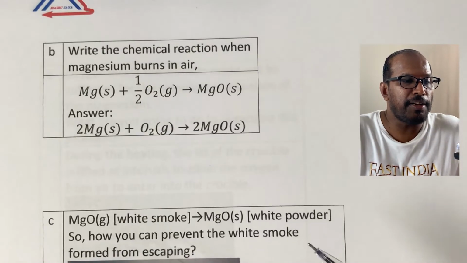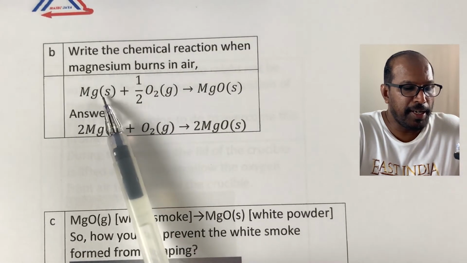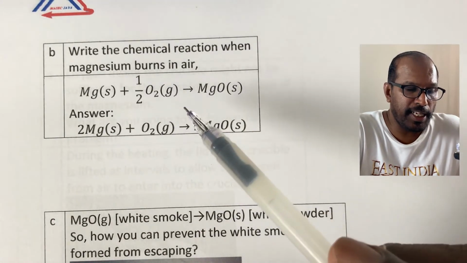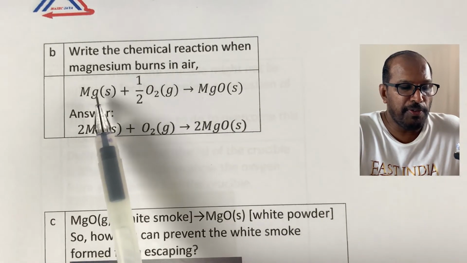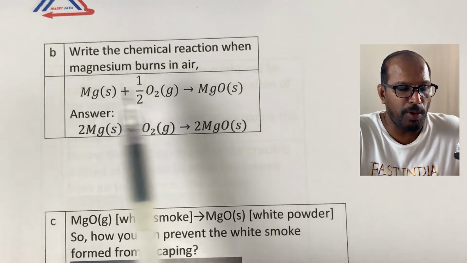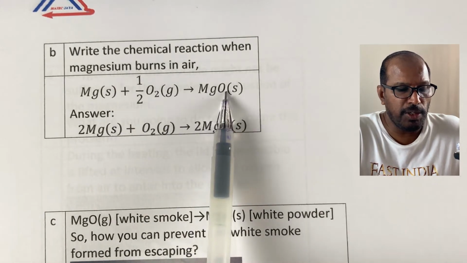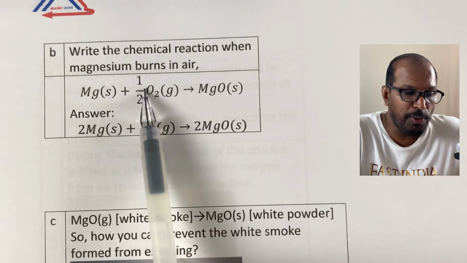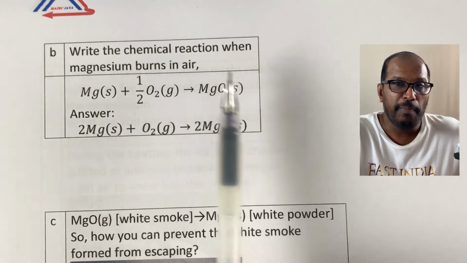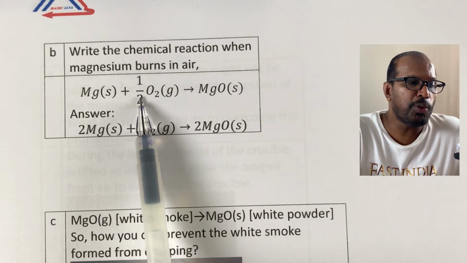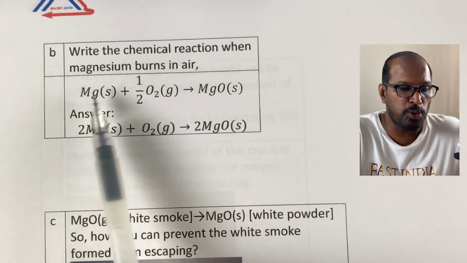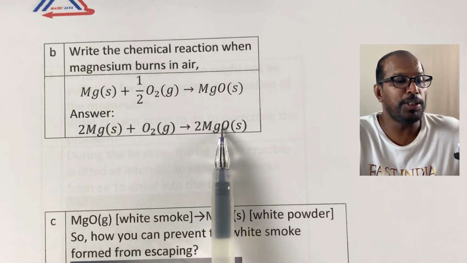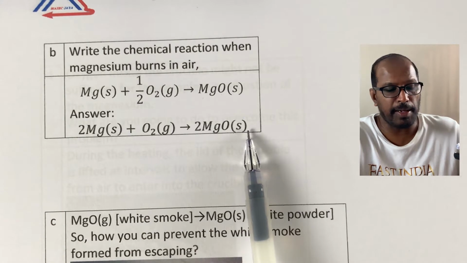The chemical reaction involved is magnesium reacting with oxygen to form magnesium oxide. The formula is MgO, but if you want to balance it, magnesium, Mg, is 1 and 1. Oxygen required is 1, so I put a half times O2, which gives you 1, so 1 and 1, it's balanced now. But in the exam, we cannot write a half, so I multiply everything by 2, so you get 2 Mg plus O2 gives 2 MgO. This is how we write the chemical equation in the exam.